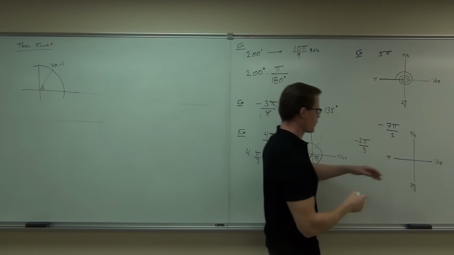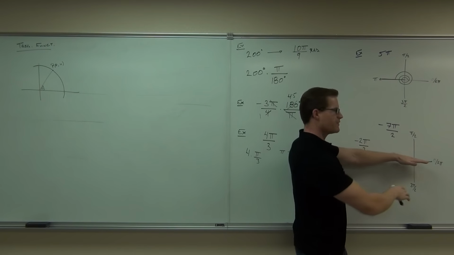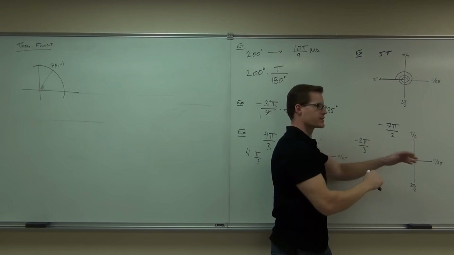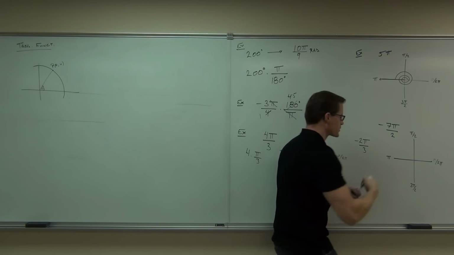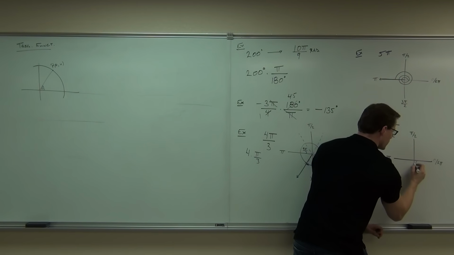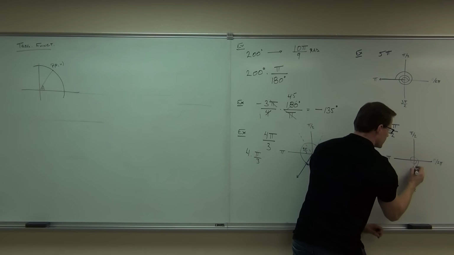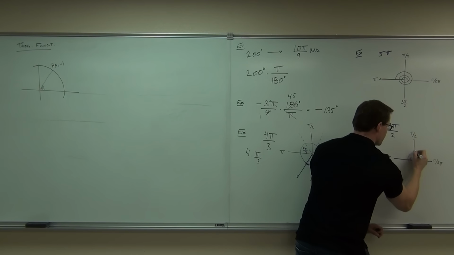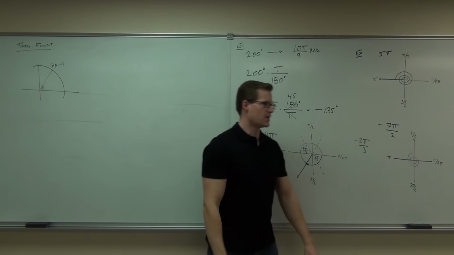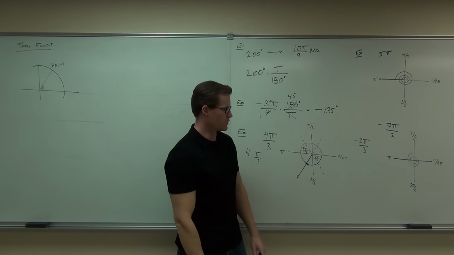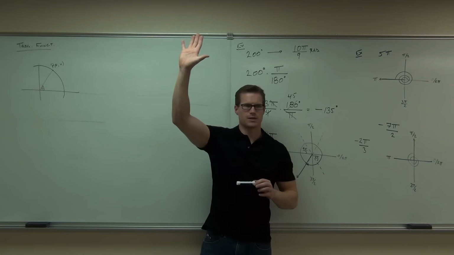Well, let's see where we end up. Okay, we'll start at initial side. Negative, I know that means we're going clockwise. I'm going to count 7 pi over 2s going clockwise. That's what our negative says. So here's 1, 2, 3, 4, 5, 6, 7. That's our terminal side. We've just gone around a time and a quarter, or a time and 3/4. How many people were able to end with exactly that?